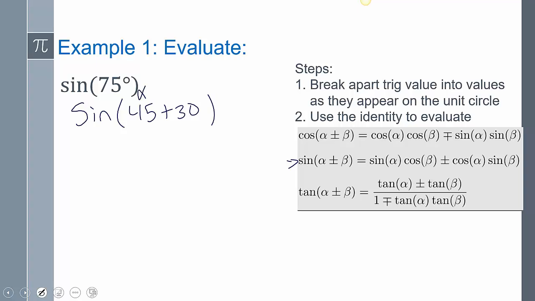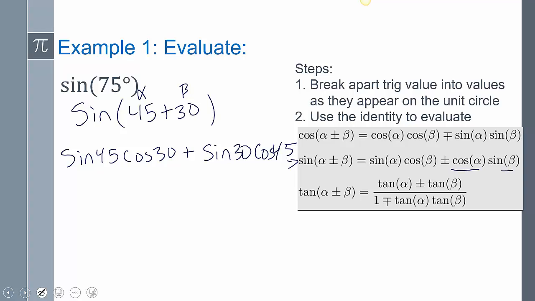So this would be my alpha, this would be my beta, and so this would be sine alpha, cosine beta, the sign stays the same, and then sine beta, cosine alpha. Now I know I switched, but it's the same thing, right? 2 times 3 is the same as 3 times 2. Then we just examine, okay, on the unit circle, what is the sine of 45 degrees? That's radical 2 over 2. What is the cosine of 30 degrees? That's radical 3 over 2.